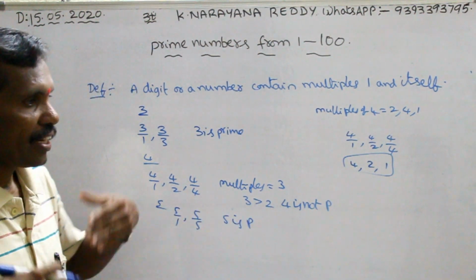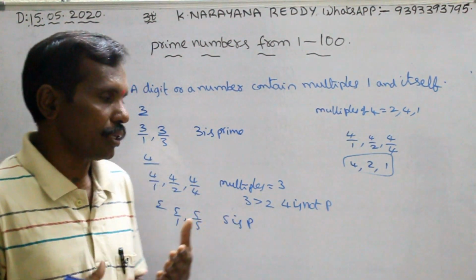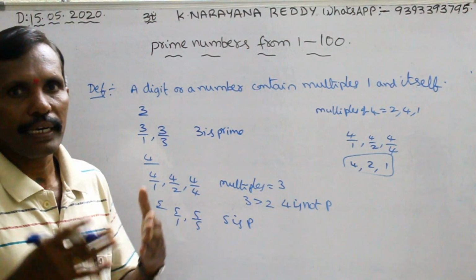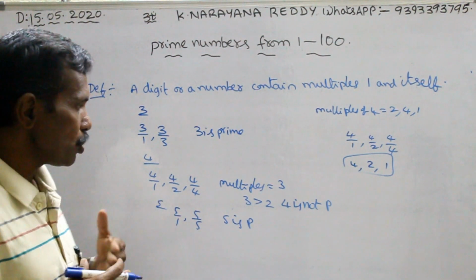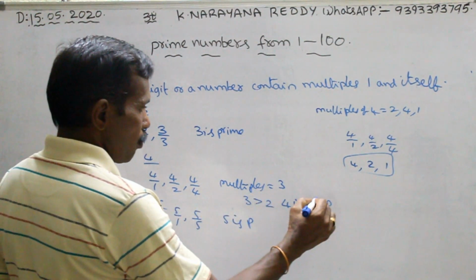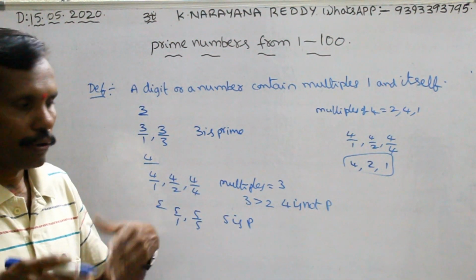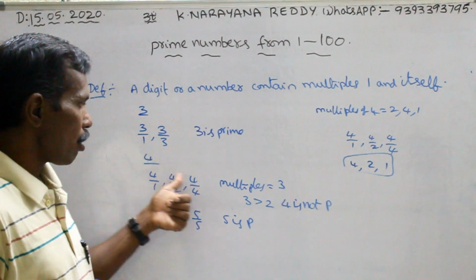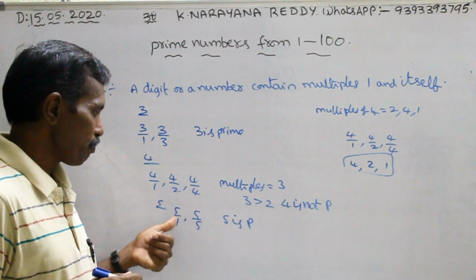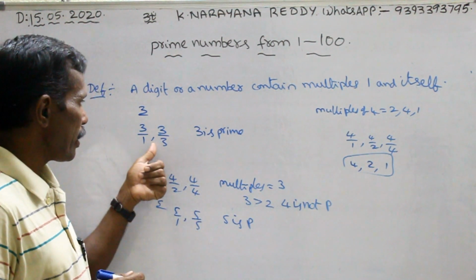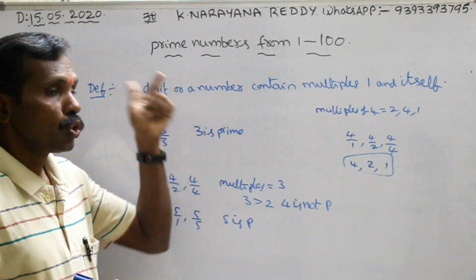In this way, we can identify whether a number is prime or not by dividing it by 1 and itself. Suppose 4 is not prime. Why? Because it contains 3 multiples. This is a composite number. I will explain in this class. So 4 is a composite number, not a prime number. 5 is a prime, in the same manner 3 is a prime, 2 is a prime. 2 is the even prime.